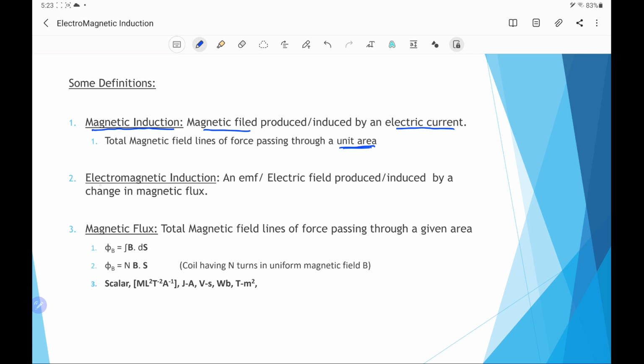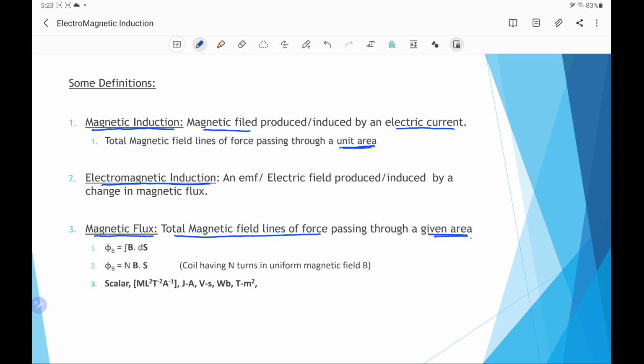While the electromagnetic induction is its reverse, in which an electric field or the EMF is produced, or we can say induced, if the flux changes. That means a changing magnetic flux creates the electric effect. Magnetic flux is the quantity which is defined as the total magnetic field lines of force passing through a given area.